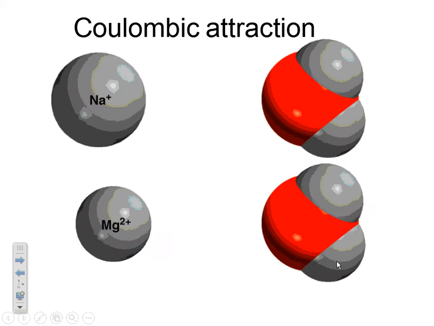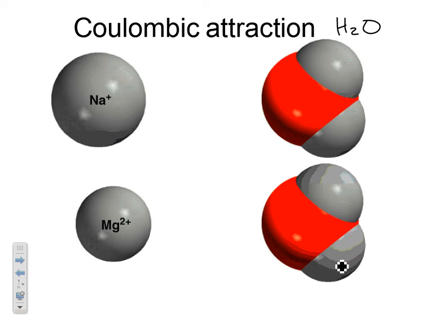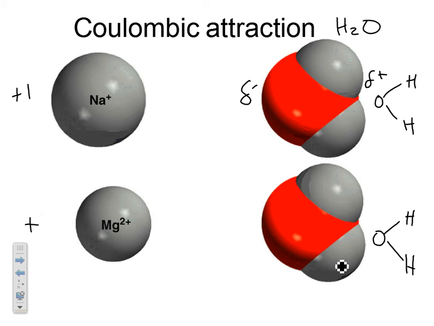Now, Coulombic attraction has a big impact on ion-dipole forces. We see here in this example we have water, and you'll notice that the water is oriented. The oxygen side is facing both of these ions because both of these ions are positive. So the partial negative side is oriented towards it and the partial positive is oriented away from it. But we have sodium here, which has a charge of +1, and magnesium here, which has a charge of +2.